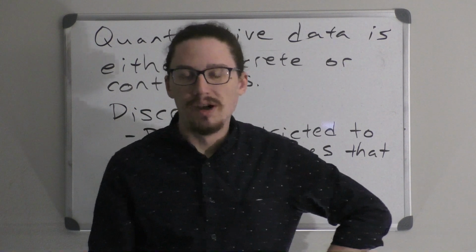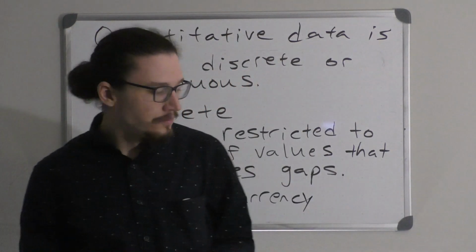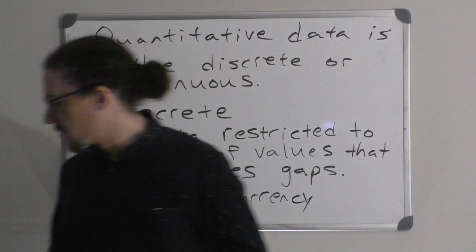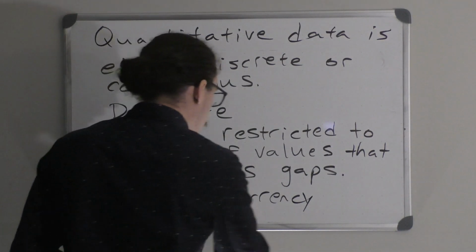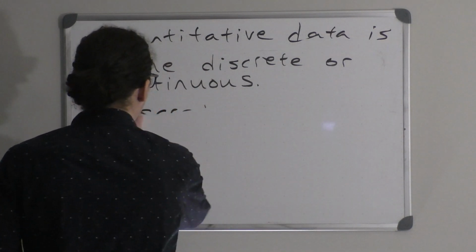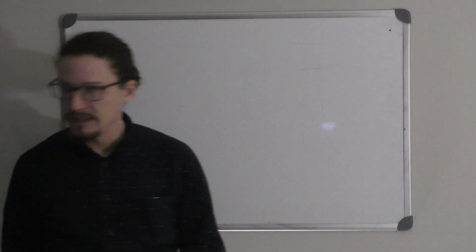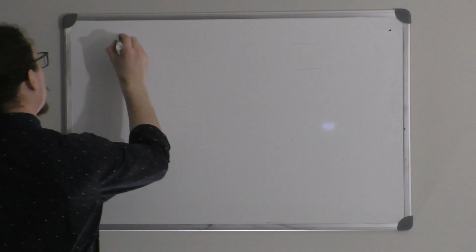How many pets have you had? You can't own half a pet, right? Even if you have a dog that's missing two legs, that's still a whole dog. It's not part of a dog. So we have those gaps in there. So that's discrete data.